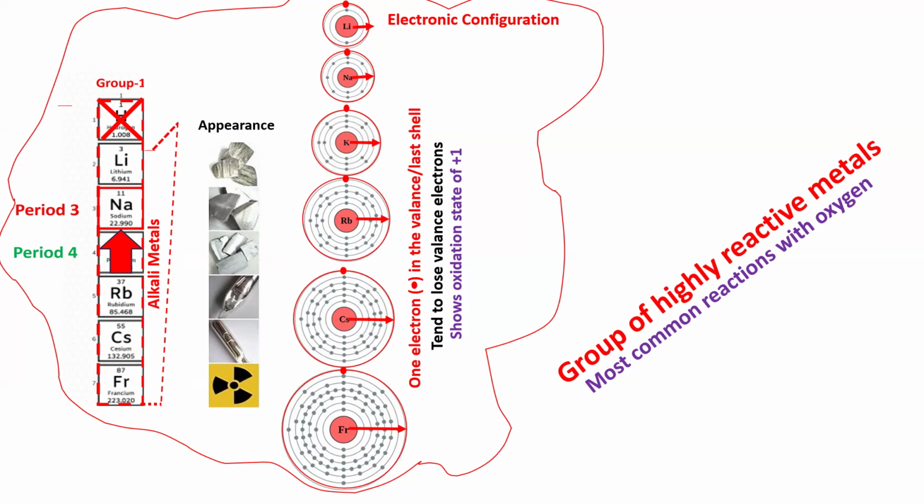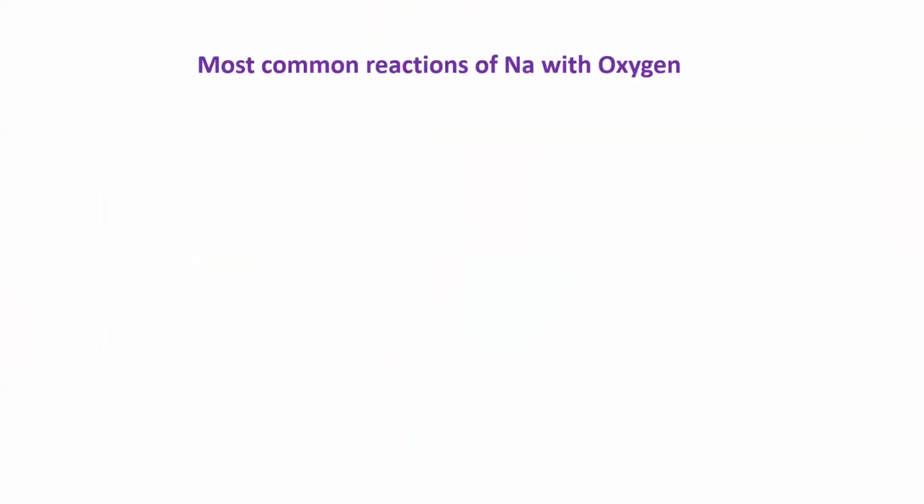And these metals are showing a lot of common reactions, but one of their most common reactions is with oxygen. So now we are going to discuss the most common reaction of sodium with oxygen, where sodium is showing the plus one oxidation state, which can be written in the form of a plus one charge over the symbol of the sodium metal. The Latin name of sodium is natrium, so mostly the symbols of elements originate from the first or some other letters of the Latin names.